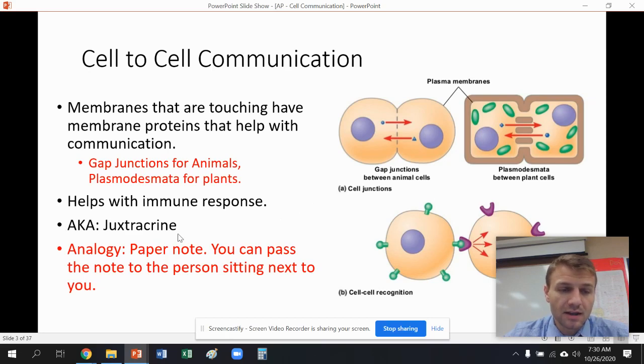They could produce antibodies and then a number of different things for each cell. Juxtacrine is another name for cell-to-cell communication. My analogy is it's like a paper note. You have to be in person. You have to be in physical contact with that person to pass that information.